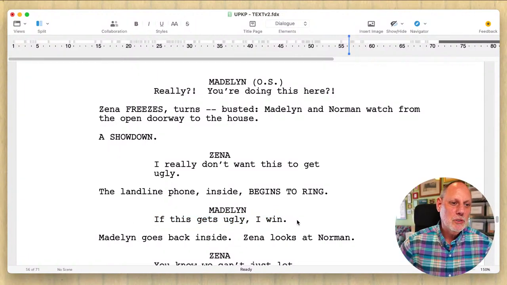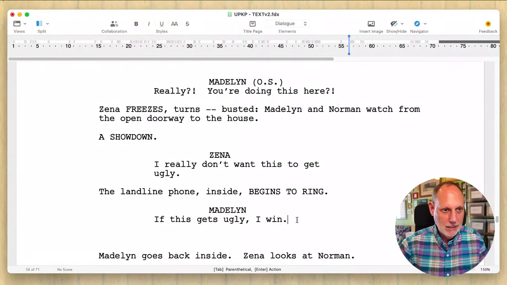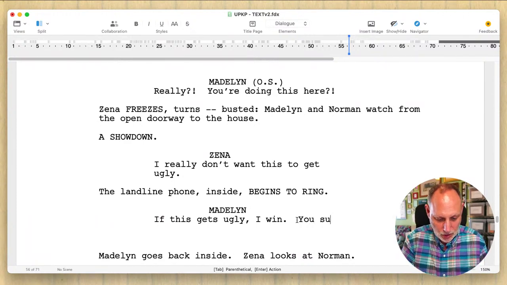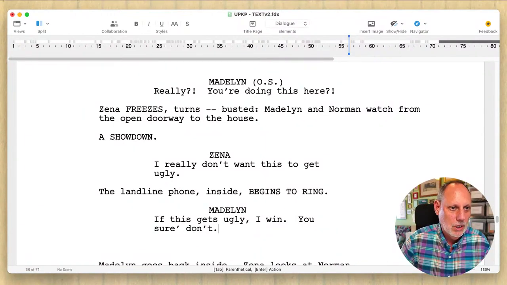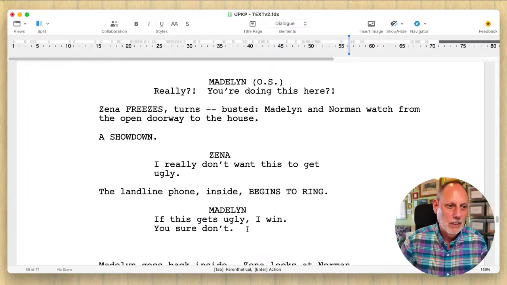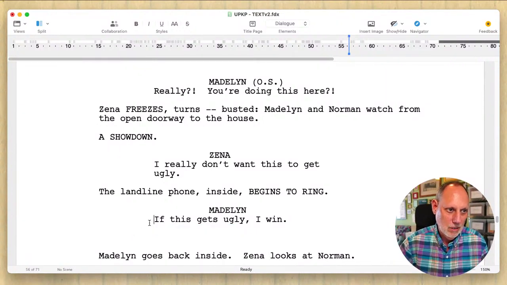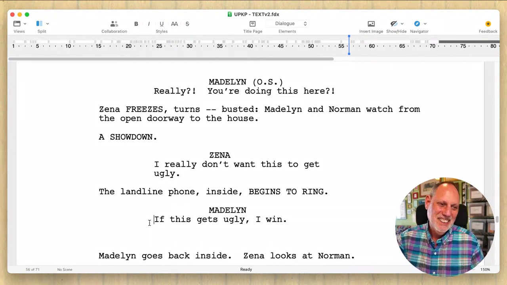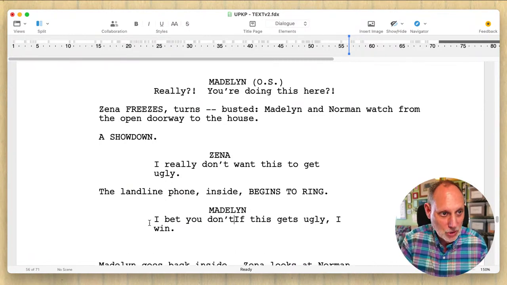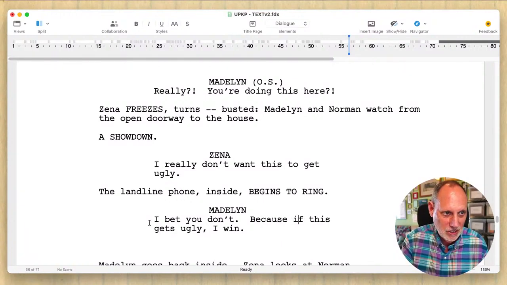What I'm doing right now is spitballing things that Madeline could say. You sure don't. That's another one. You sure don't. Or if it gets ugly, I win. See, Madeline here is very confident. I'm just trying to think. I bet you don't, because if it gets ugly, I win. She's got some special ugly involved.